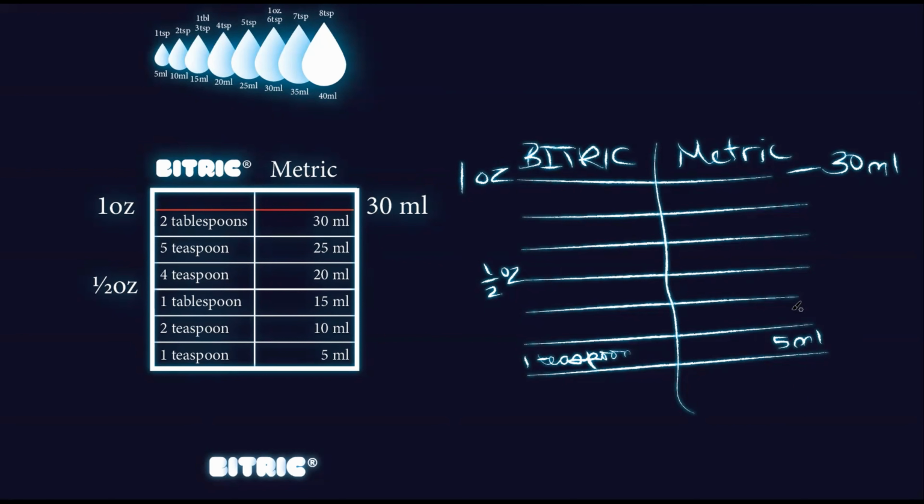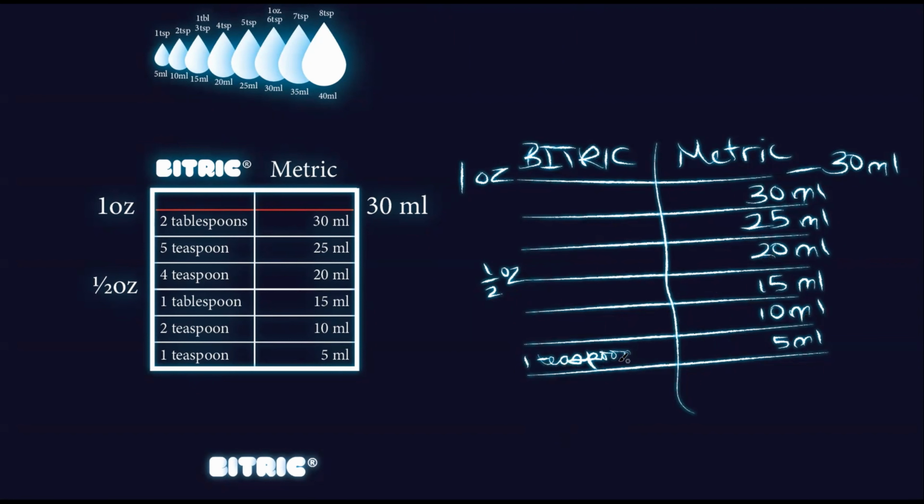Okay. And then as we go up, we go by increments of 5. So the next increment up would be 10 milliliters. Then we have 15 milliliters, which is equivalent to half an ounce. Then we have 20 milliliters, 25 milliliters, and then finally we have about 30 milliliters.